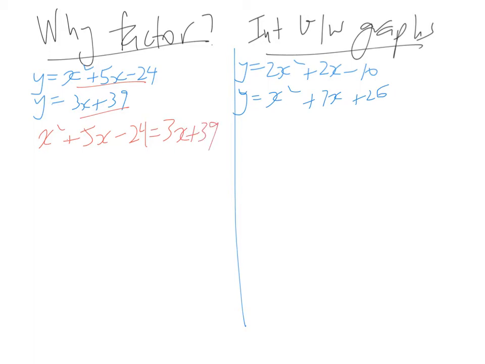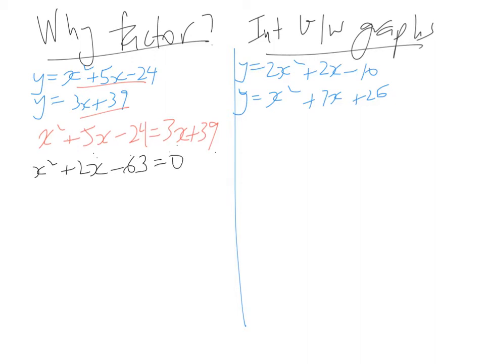So we're going to bring everything over to one side and let it equal 0. Basically, we're going to subtract 3x and 39 from both sides. So we take this 3x and bring it over to make it negative 3x. We'll have x squared, 5x minus 3x gives us 2x, and negative 24 minus 39 gives us negative 63. And now that equals 0.